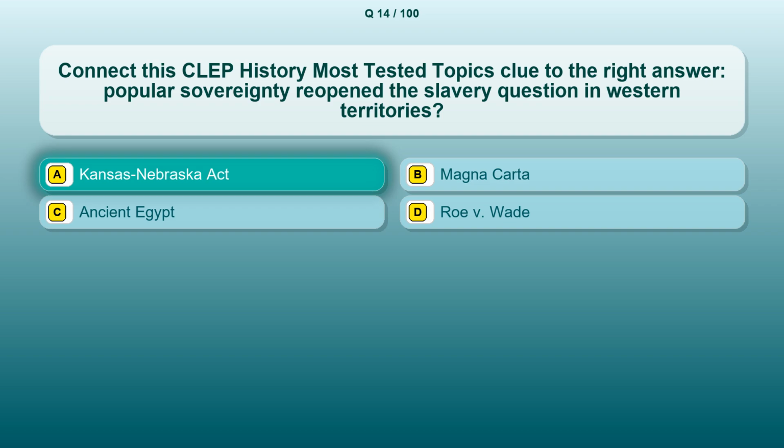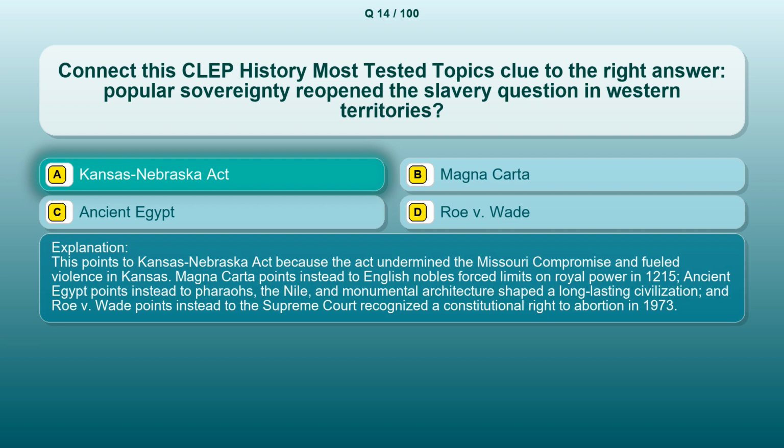The correct answer is option A, Kansas-Nebraska Act. This points to Kansas-Nebraska Act because the act undermined the Missouri Compromise and fueled violence in Kansas. Magna Carta points instead to English nobles' forced limits on royal power in 1215. Ancient Egypt points instead to pharaohs, the Nile, and monumental architecture shaped a long-lasting civilization. And Roe v. Wade points instead to the Supreme Court recognized a constitutional right to abortion in 1973.